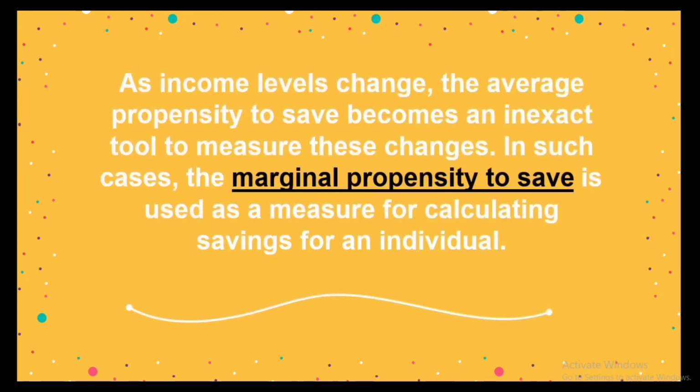As income levels change, the average propensity to save becomes an inexact tool to measure this change. In such cases, the marginal propensity to save is used as a measure for calculating savings for an individual.